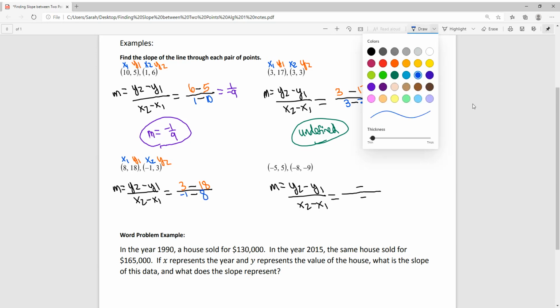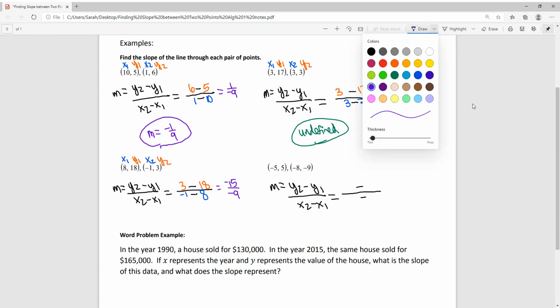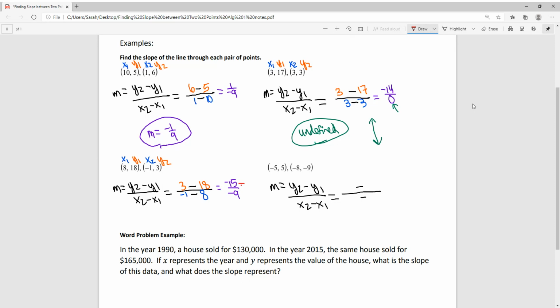Now let's go ahead and do our subtraction. 3 minus 18 is negative 15. Negative 1 minus 8 is negative 9. If you left it as negative 15 over negative 9, technically you're right, but there's a better way to write that answer if we reduce. The biggest number I can divide both of these by is 3 evenly. And then also, since they're both negative, I can divide them both by a negative. So I'm going to reduce this fraction by dividing both numbers by negative 3.